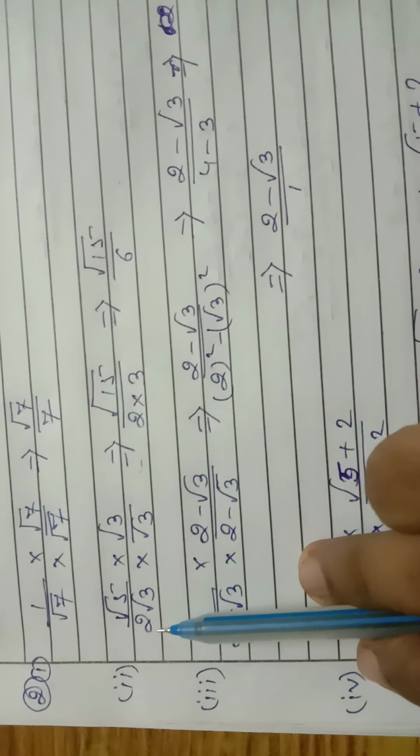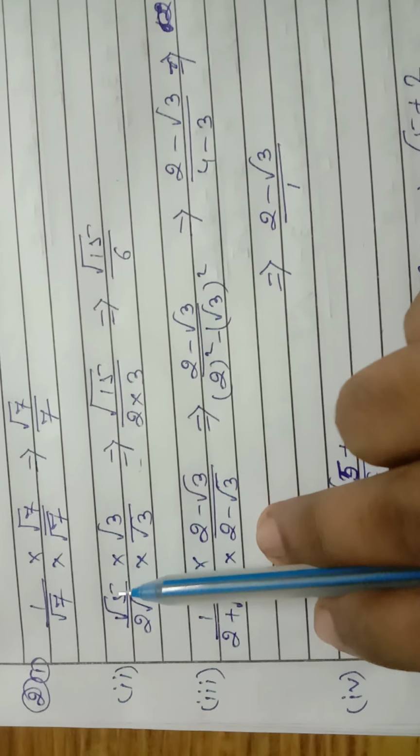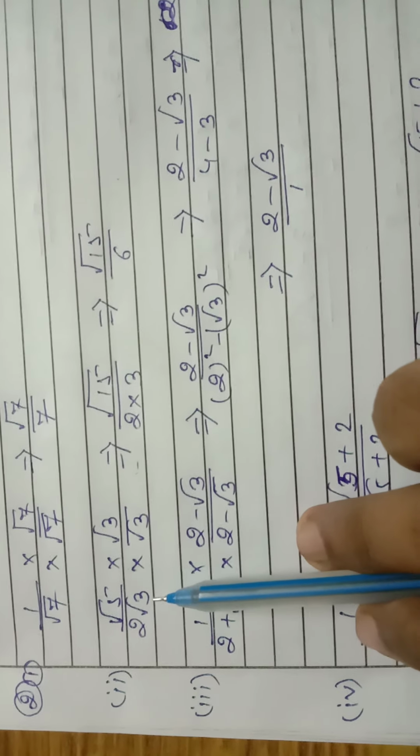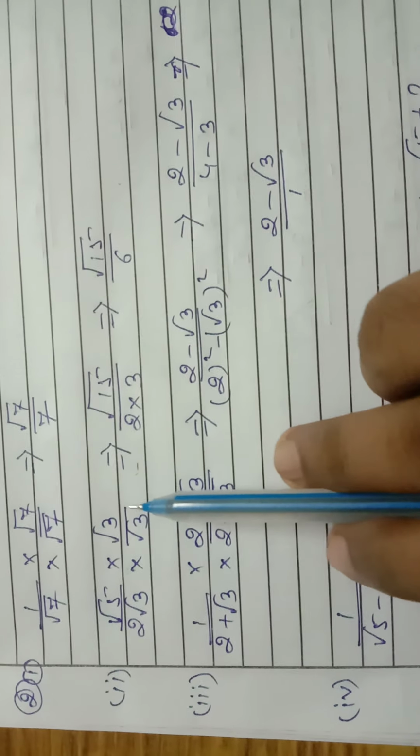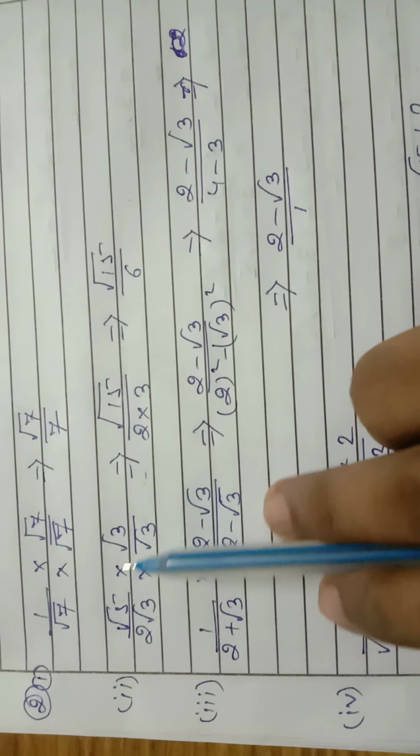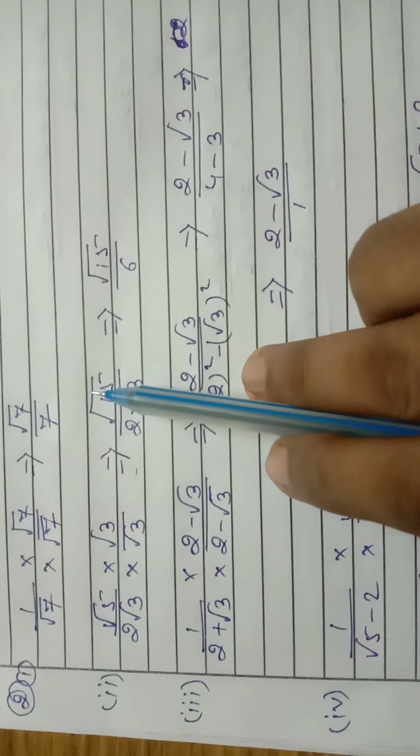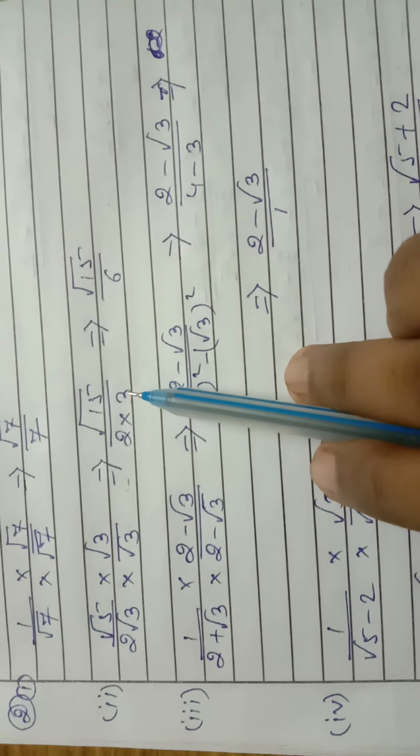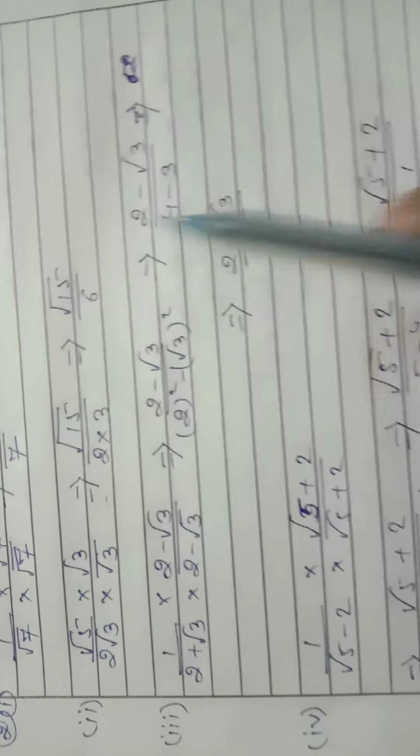Question number 2, same way. Root 5 divided by 2 root 3. So root is here. We have to multiply by root 3 on both sides, numerator as well as denominator. 5 3s are 15, that is under root. 2 and 2 root 3 you will make it as 3. So 3 2s are 6.